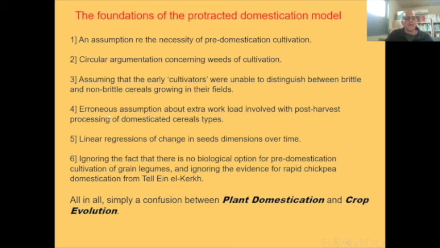They use linear regressions of change in seed dimensions, but as I showed you, seed size is not necessarily associated with the domestication episode. And they also ignore the fact that there is no biological option for pre-domestication cultivation of grain legumes. This is because of their strong seed dormancy. So all those six items basically confuse, biologically and agronomically, plant domestication and crop evolution. And we think that modern science, as it strives for higher resolution in all fields, should be expressed in plant domestication research.